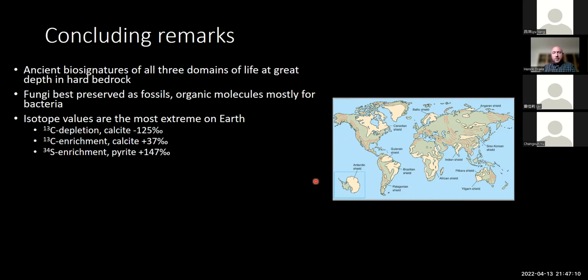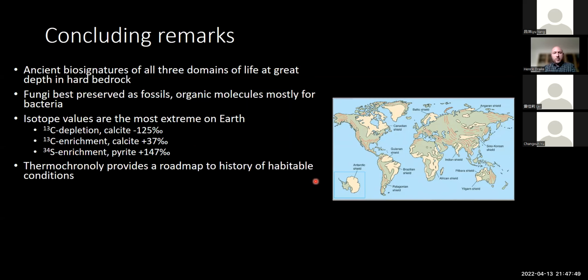The isotope values in these systems are the most extreme yet found on Earth as we know it, but we might find them in other environments as well. But this could be due to extreme energy depletion, so they use the easiest way, and the easiest way might be to use the light isotope, and then with time it can lead to a lot of reuse and cryptic cycles, and in the end ending up with a very heavy isotope composition as well.